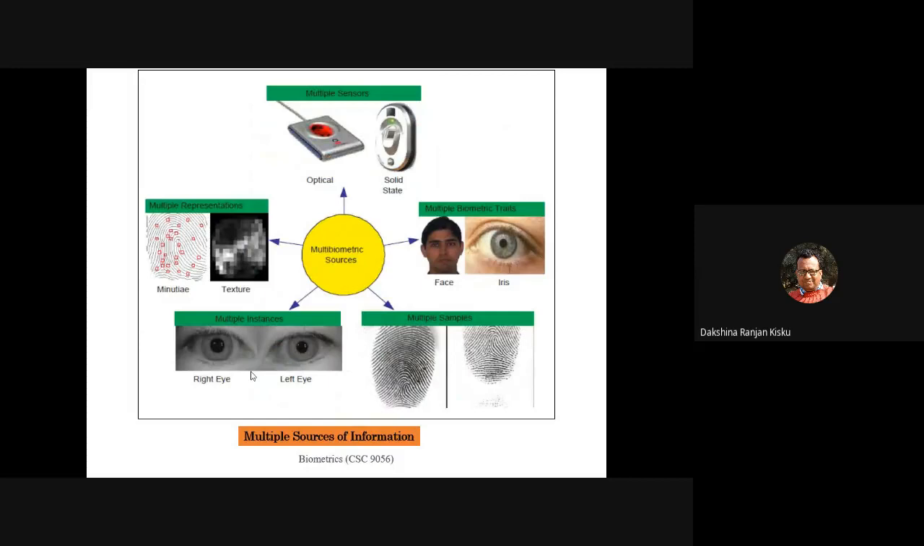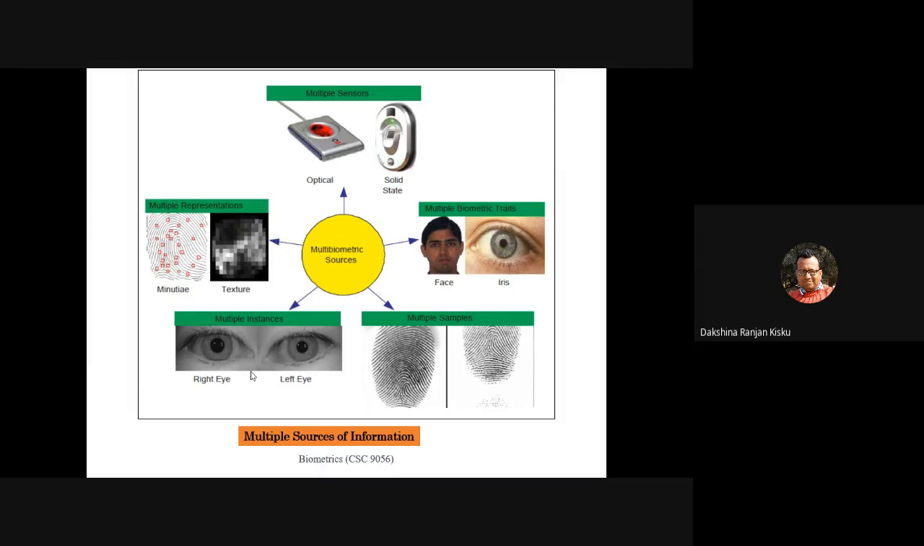So what are the different sources of information? That means the multiple sources of information. Based on the information that we have for multi-biometric systems, we can divide this information into five different categories or groups. One such group is multiple sensors, then multiple representations, then multiple biometric traits, then multiple instances, and finally multiple samples.